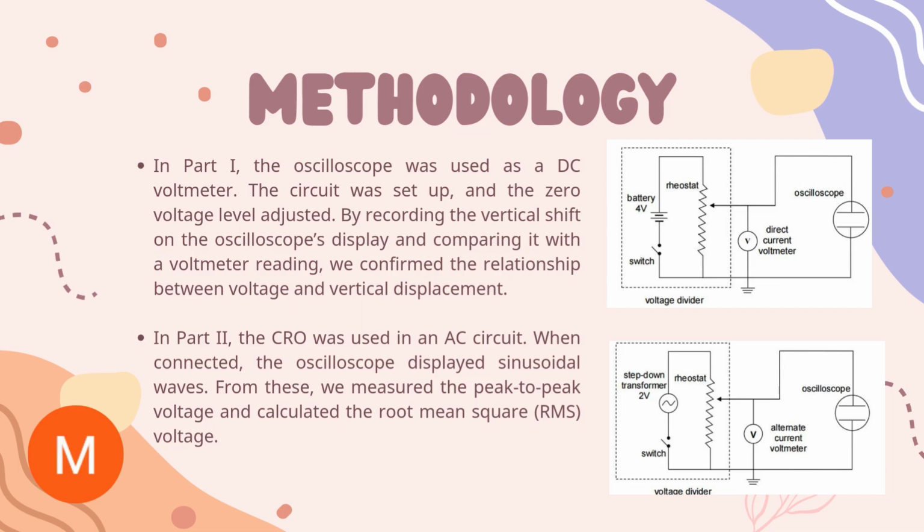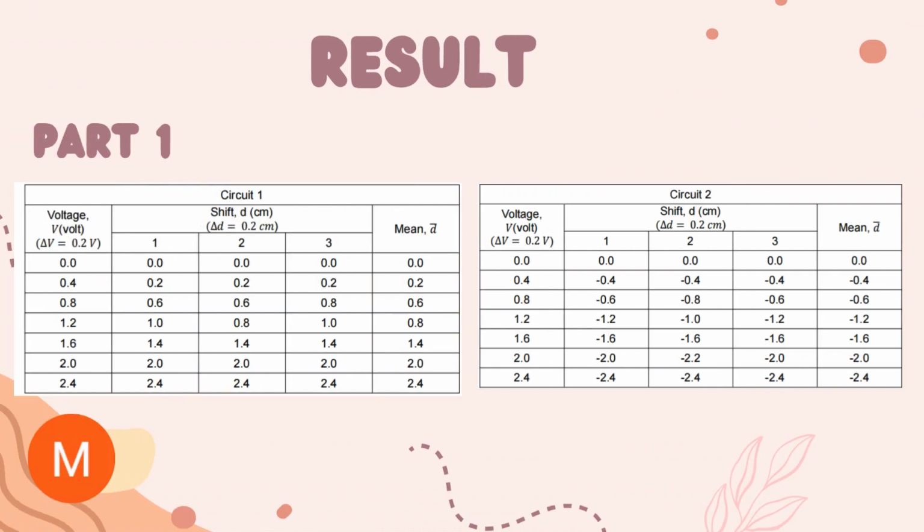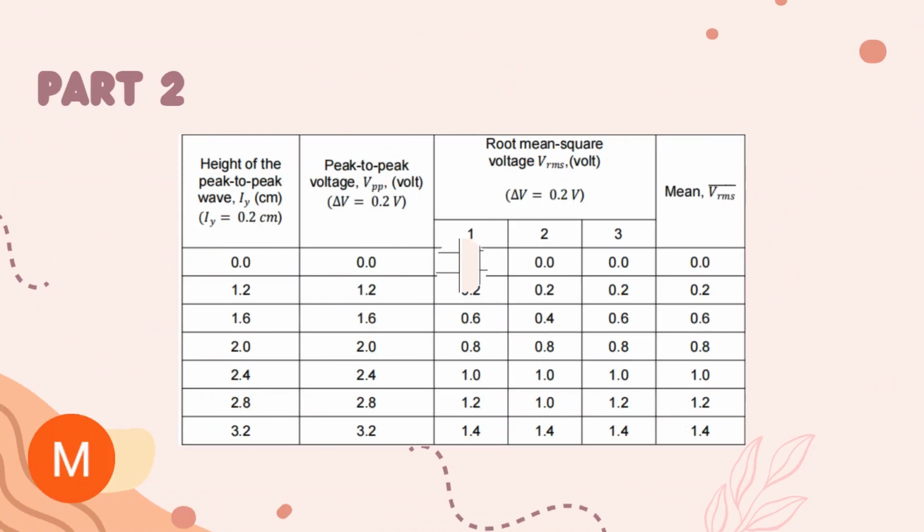And in part 2, the CRO was used in an alternating current circuit. When connected, the oscilloscope displays a sinusoidal waveform. From this, we measure the peak-to-peak voltage and calculate the root mean square, RMS, voltage. Here is the result that I get from the experiment in part 1. Here is part 2.